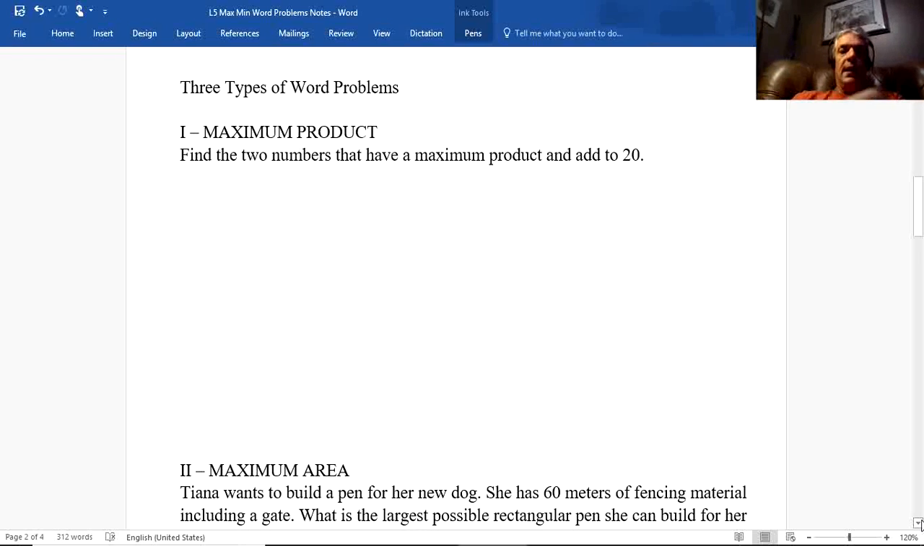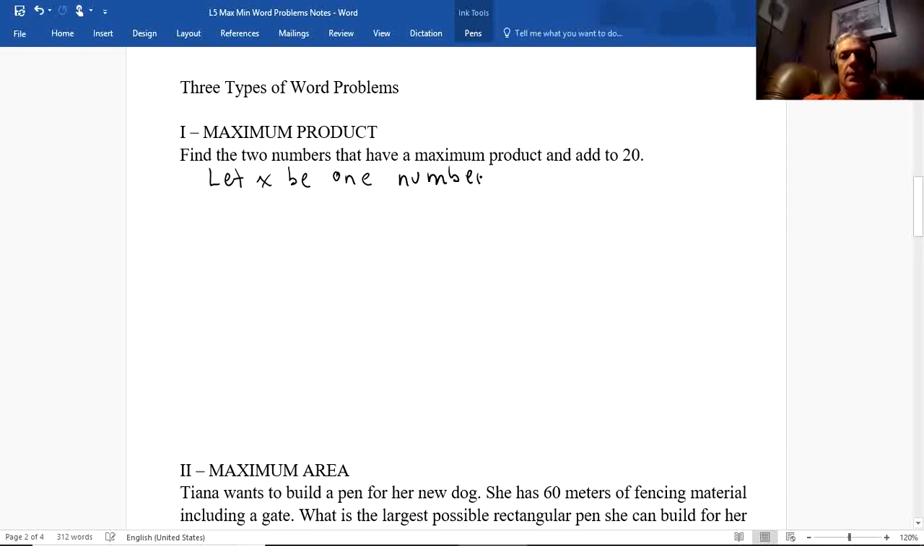So I'm going to say, let x be one number. Okay? Let x be one number. And if they have to add to 20, let's say I gave you a number 7, and what would the other number be if they had to add to 20? You probably would come up with the answer 13, because 7 plus 13 equals 20.